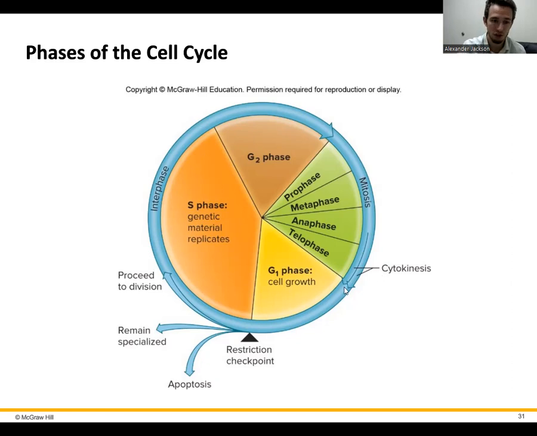So the first main part is called interphase. That's the biggest part. And there's a period of growth called G1. G stands for growth. S, where you're replicating your DNA, preparing it for division. So when you replicate it, you have enough for both cells. Then you've got another growth phase where you're building up more organelles, preparing it for division.